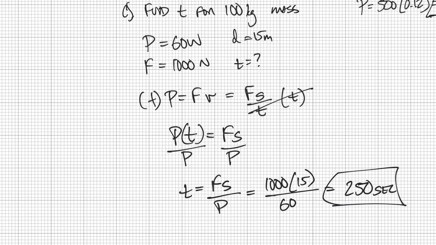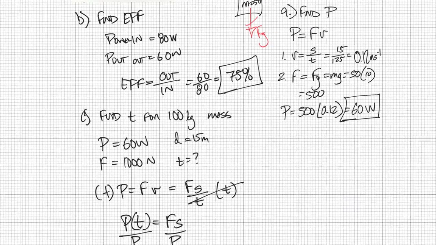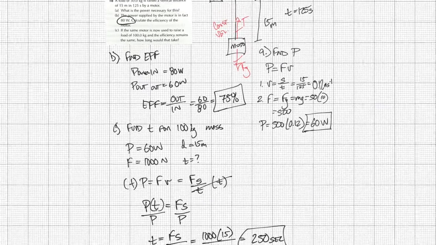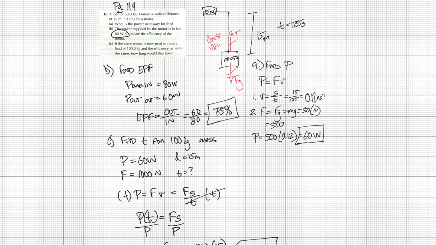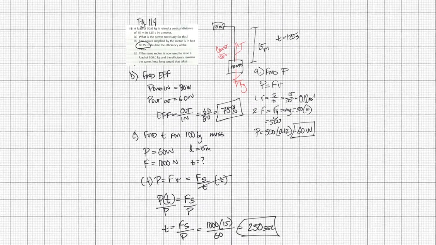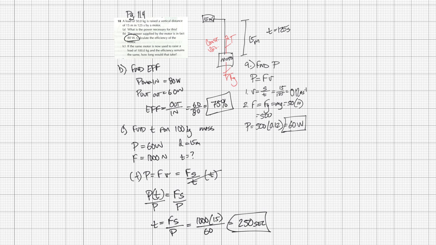So if we think about how that compares to what we had initially, for a 50 kilogram mass, it took a time of 125 seconds. And now for a 100 kilogram mass, we're doubling the weight we have to lift. So it should make sense that a time of 250 seconds would fit, because we're doubling the time because we have to double the weight.